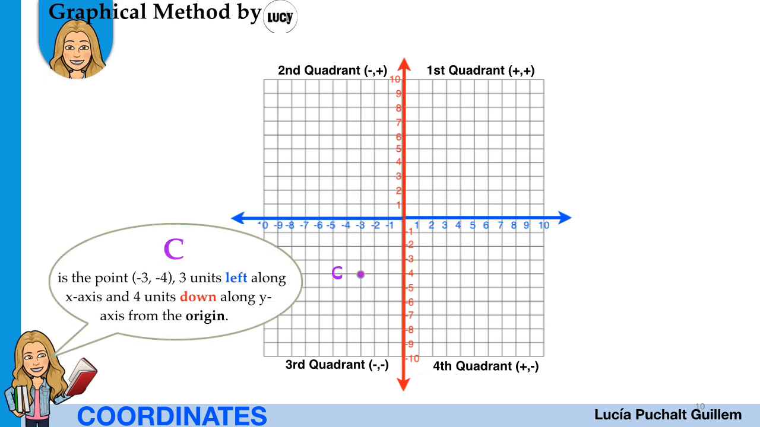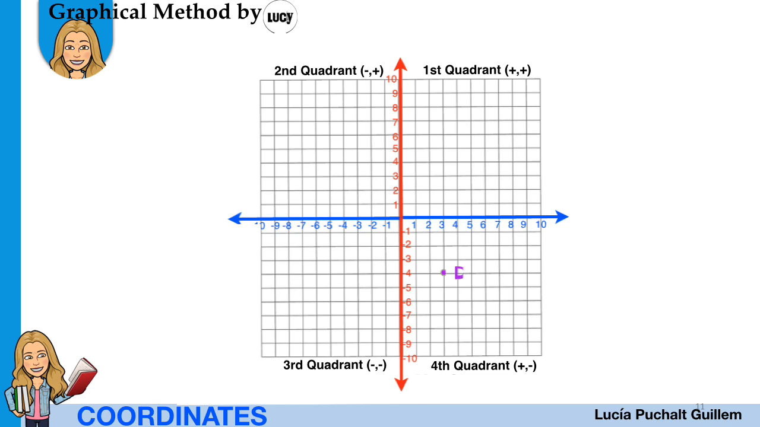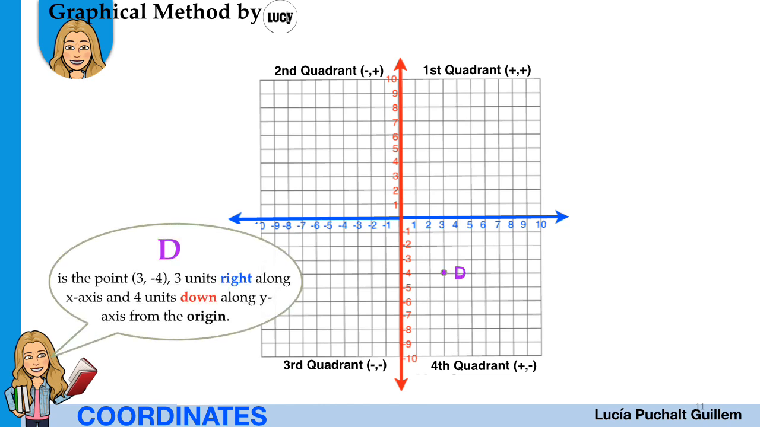C is the point (-3, -4): 3 units left along the x-axis and 4 units down along the y-axis from the origin. D is the point (3, -4): 3 units right along the x-axis and 4 units down along the y-axis from the origin.